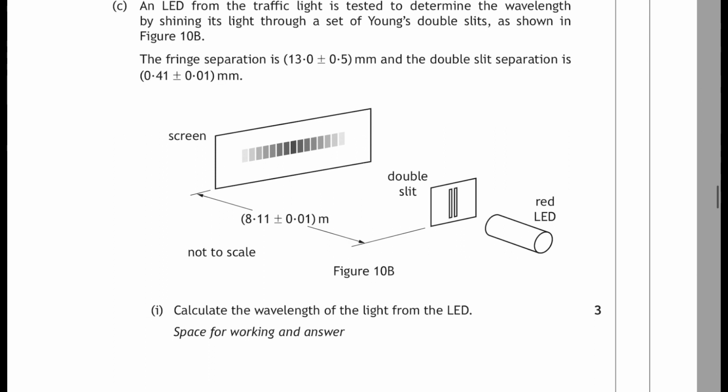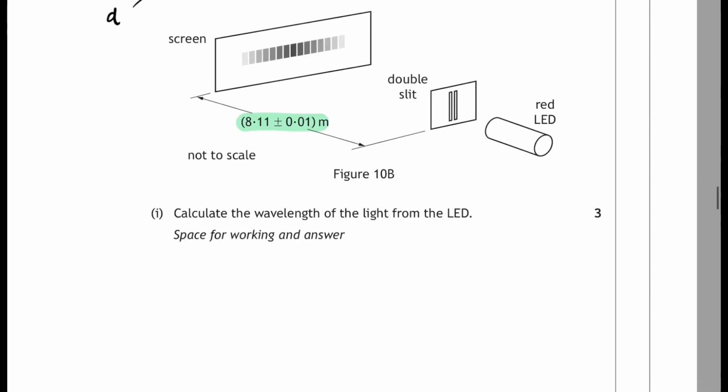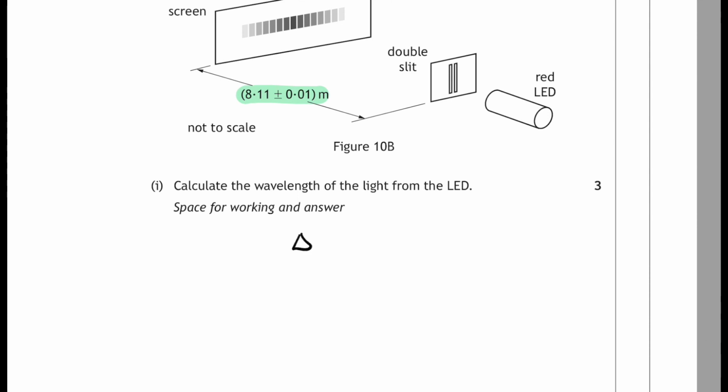Now we've got 3 measurements here that are all distances, and it's dead easy to get mixed up between these, especially the fringe separation and the double slit separation. The fringe separation is delta x, the distance between the bright spots on the screen, and the slit separation is small d, d for double slit, and the distance to the screen is given the symbol capital D, it's a big distance. So there's our relationship, delta x equals lambda D over d, and we're asked to calculate the wavelength of the light from the LED.